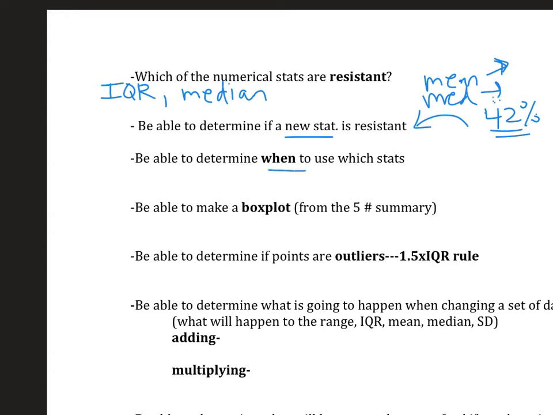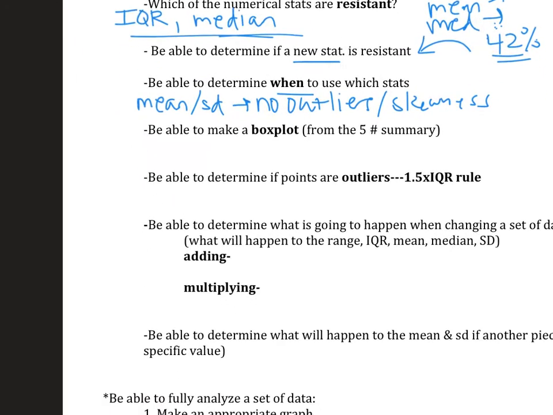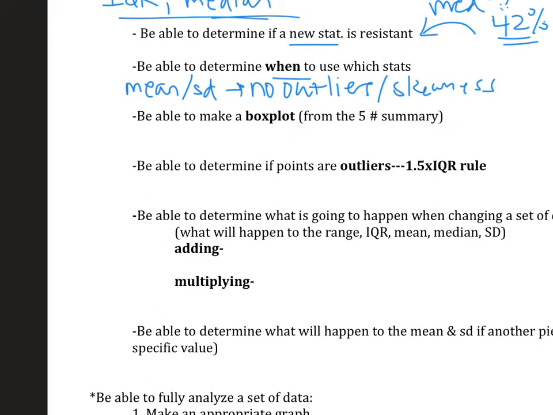Be able to determine when to use which stats. So if you want to describe something, and you want to talk about its mean and standard deviation, okay, you need to make sure that there are no strong outliers or skewness. If there are, then it's kind of silly to talk about the mean and standard deviation. You'd want to go with more of the median. All right, be able to make a box plot. Of course, your calculator will do this. Choose the box plot that looks like that, because that will show you your outliers.